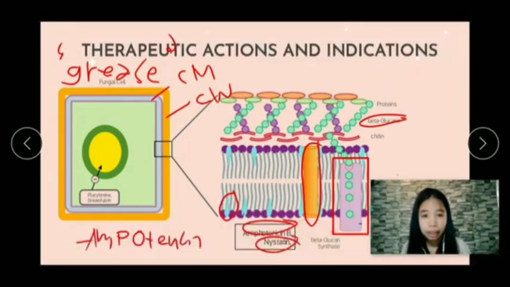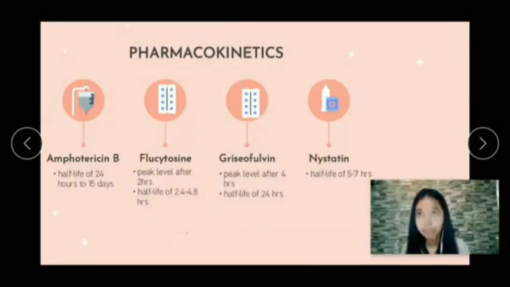Amphotericin B usually has a half-life of 24 hours, or 1 day to 15 days, and after that it will be excreted in the urine. Flucytosine is usually administered orally since it is well absorbed in the GI tract, but it is available in other forms too. It has a half-life of 2.4 hours to 4.8 hours. On the other hand, griseofulvin is administered orally and reaches peak levels in around 4 hours, with a half-life of 24 hours. Lastly, nystatin is not absorbed from the GI tract and passes unchanged in the stool. That is why it is not administered orally. Its half-life is 5 to 7 hours.